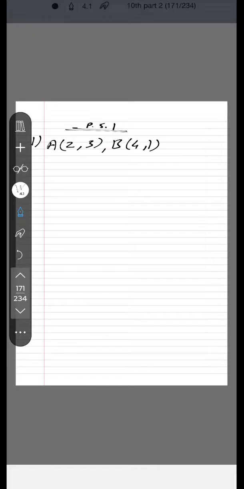Okay, the very first thing I said: whenever we have to solve any question or problem, at that time we first have to try to visualize it. Simply, one point is given here. So that point can be this way, this is a point, this is the b point. First one is 2 comma 3, and the second one is 4 comma 1.